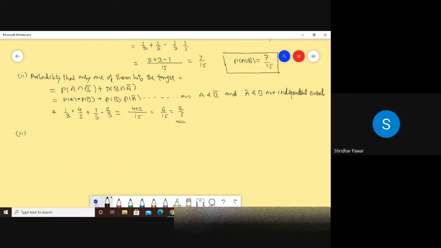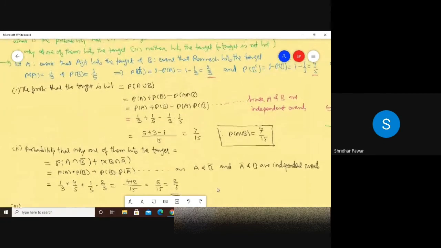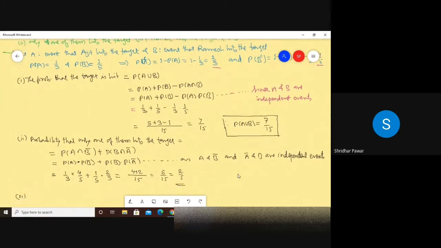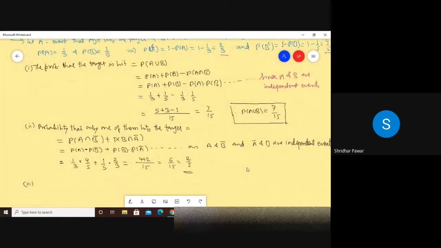What is the last answer that is asked? Neither hits the target. The target कोणीच hit करत नाहीये. Means A does not hit the target and B does not hit the target. A ने पण hit केलं नाही आणि B ने पण hit केलं नाही.